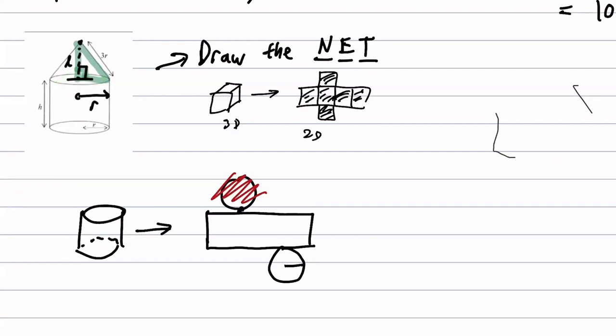What's the radius of this circle? R. Good. What's the length of this rectangle here? 2R? 4R? No, H is this side here. Where did this side come from?